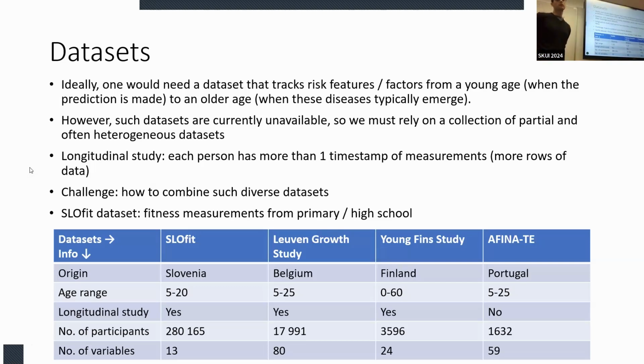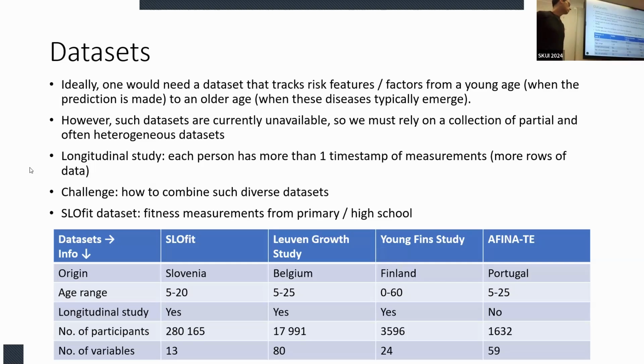But the problem is there is no such data set. The data sets usually have the property that they're either for children or for adolescents or for adults, but you don't have a data set that would track the data from the children to the age 55. Or maybe possibly there are data sets, but it will be difficult to obtain them. So because we can't have only one such great data set, we needed to use multiple data sets.